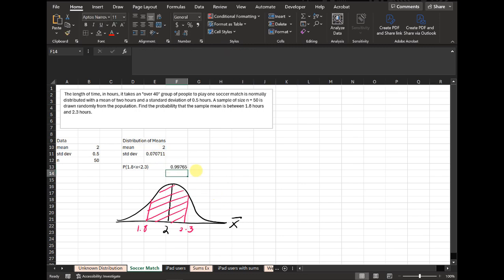Okay, so there we go. And so my probability comes out to 0.99765. So as far as doing these probability calculations, it's very similar to what you've done in the past. It's just now you need to keep in mind that we're moving into this distribution of means that we're working with.